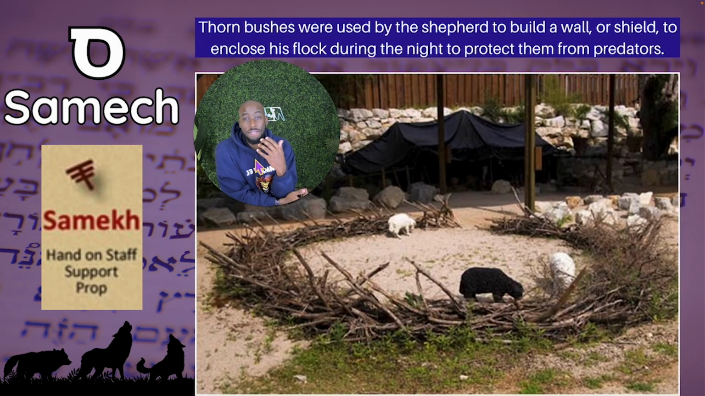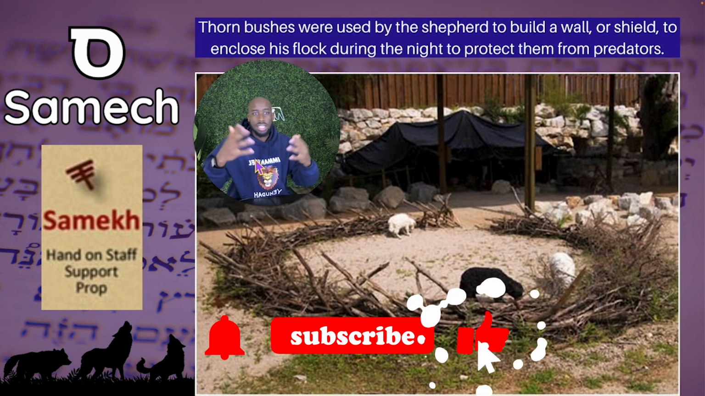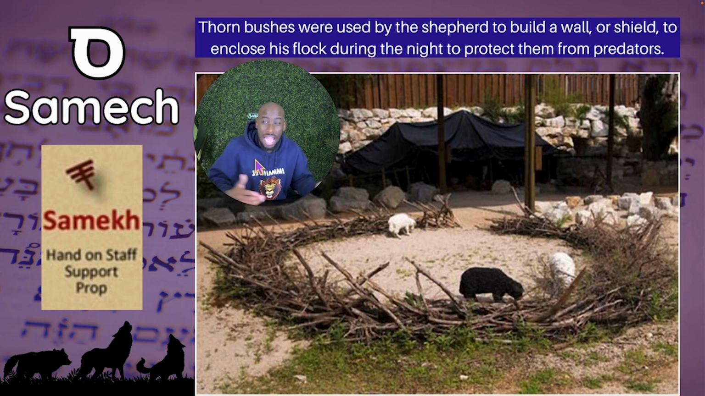So if it does mean thorn, this is interesting because thorn bushes were used by shepherds to help build a wall or shield to enclose his flock during the night to protect them from predators, which is kind of awesome, right? So you can see down here that this shepherd took a lot of sticks and made some type of barricade for his animals to help protect and keep them safe and not leave them completely exposed to enemies and predators and wolves and lions and things like that.